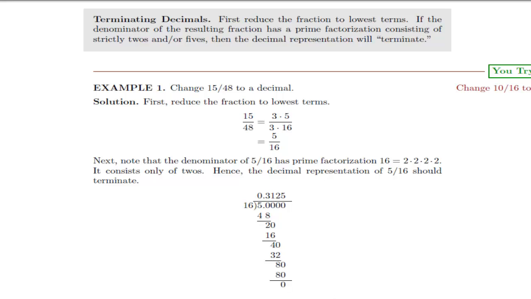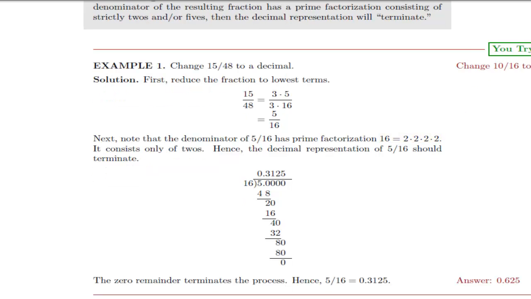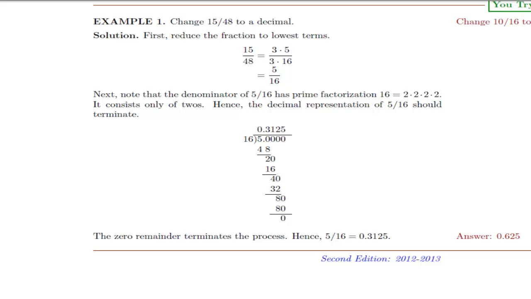Example 1. Change 15/48 to a decimal. Solution. First, reduce the fraction to lowest terms. Factor 15 in the numerator to 3 times 5, and factor 48 in the denominator to 3 times 16. Then the 3's will cancel and we're left with 5/16. Next, note that the denominator of 5/16 has a prime factorization of 2 four times. It consists only of 2's. Hence, the decimal representation of 5/16 should terminate.